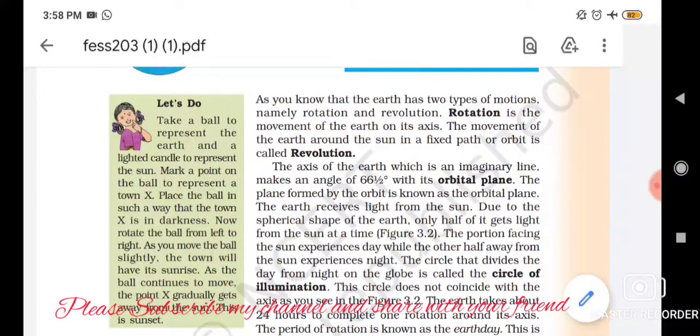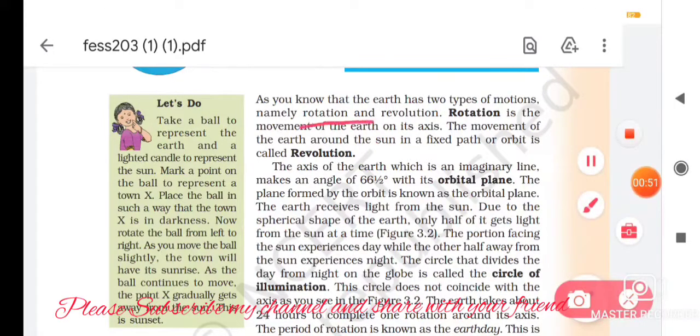What are rotation and revolution? We should know about rotation and revolution first, because the earth has two types of motion, namely rotation and revolution. Rotation is the movement of the earth on its axis, and revolution is the movement of the earth around the sun in a fixed path. So, understood what is rotation and revolution? When the earth rotates on its own axis, that is called rotation, and when the earth revolves around the sun, that is called revolution.